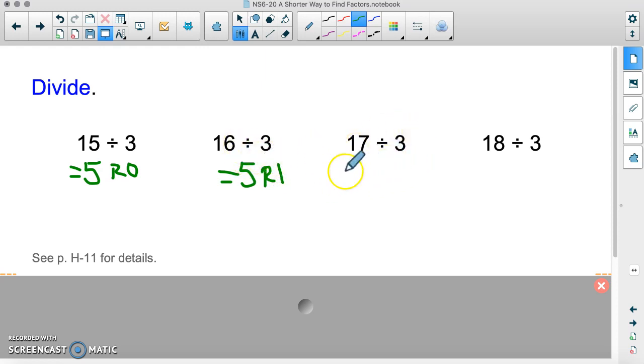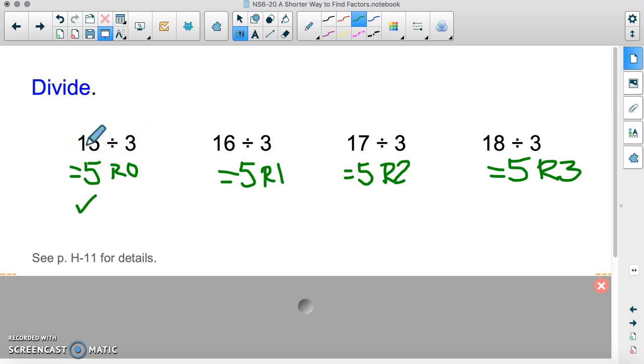17 divided by 3, you can't do evenly, but the answer is going to be 5, which gets me to 15, and then a remainder of 2. And 18 divided by 3 doesn't go in evenly, but we know that we can get to 15 by going to 5, and then a remainder of 3. So if I ask you, is 3 a factor of the number 15? The answer is yes, 3 is a factor of 15 because it goes in evenly.